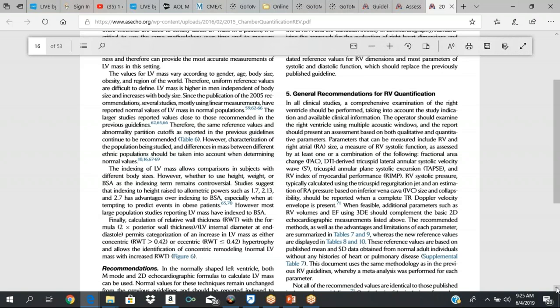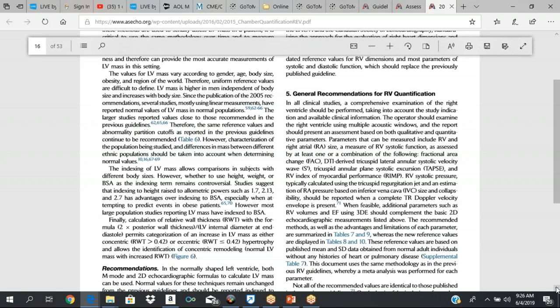So the things that you're going to use to evaluate RV systolic function: fractional area change, so we went over that. You can use derived tricuspid lateral systolic velocity, the so-called S prime. We went over that. TAPSE, tricuspid annular plane systolic excursion, RV index of myocardial performance, RIMP, went over that. RV systolic pressure, you know how to do that, typically calculated using the tricuspid regurgitation jet and an estimation of the RA pressure based on the inferior vena cava size and collapsibility, should be reported when a complete TR Doppler velocity envelope is present. So those are all the things that you should be doing.